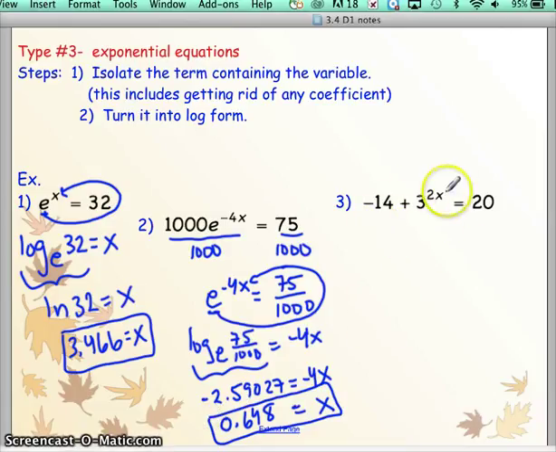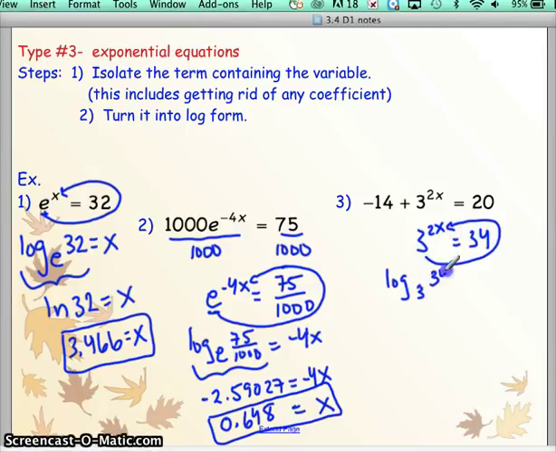Number 3, I'm going to get the exponent isolated, which means I need to add 14 over to the other side. And when I add 14, I'm going to get a 34. I'm going to swoop it into a log. So log base 3 of 34 equals 2x. Type in your calculator log base 3 of 34, and you'll get 3.20983. That equals 2x. So when we divide by 2, we get 1.605.